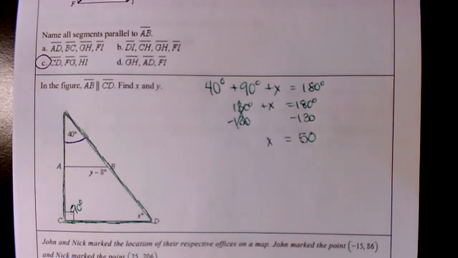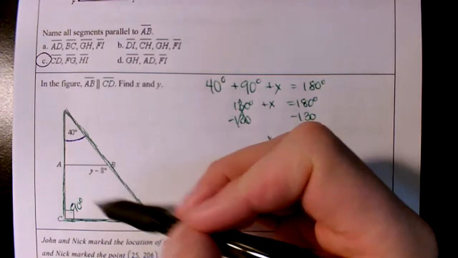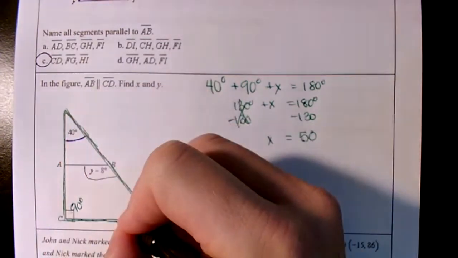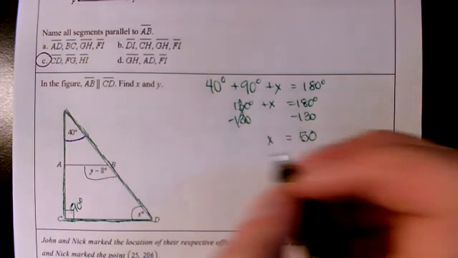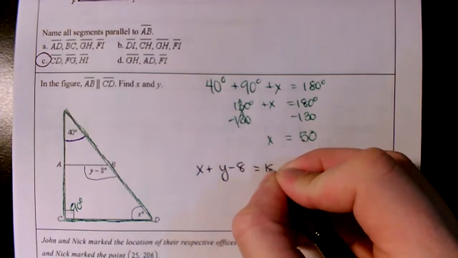So X is 50. Maybe showing a bit too much work, but who cares? We're overachievers. That's why we're in geometry so early at a young age. How do I find Y? Well, these two are parallel. This chunk is on the inside of two parallel lines, which means these guys right here are corresponding interior angles, which means these guys add up to 180. So X plus Y minus 8, let me write that down, X plus Y minus 8 equals 180.